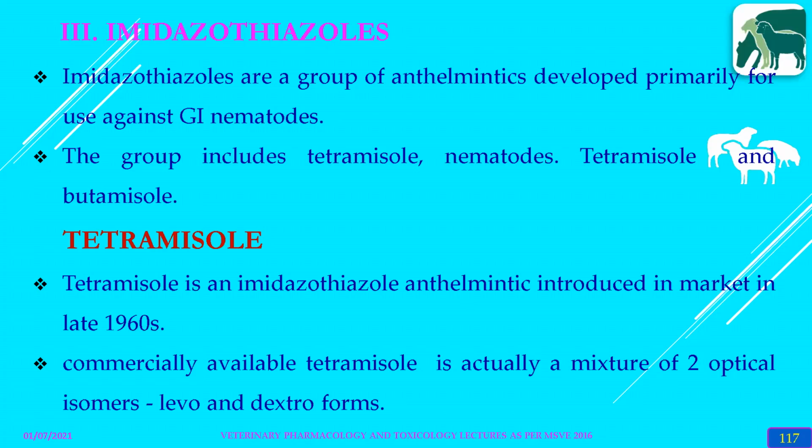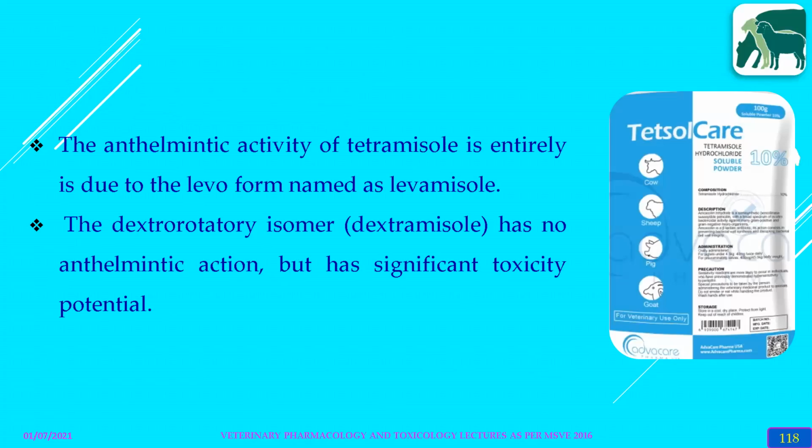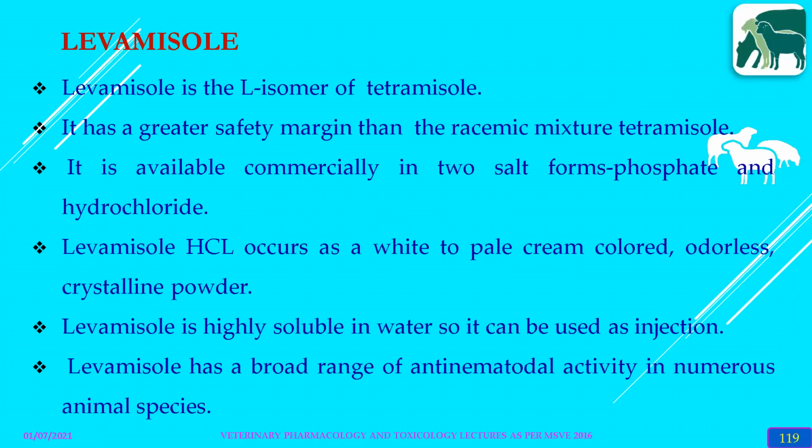Tetramisole is available under a variety of trade names. The anthelmintic activity is entirely due to the levo form, not the dextrorotatory form, and it is called levamisole. The dextrorotatory isomer, called dextramisole, has no anthelmintic activity but has significant toxic potential. Levamisole, the L isomer of tetramisole, has a greater margin of safety than the racemic mixture of tetramisole, and it is available commercially in two salt forms, including the hydrochloride.